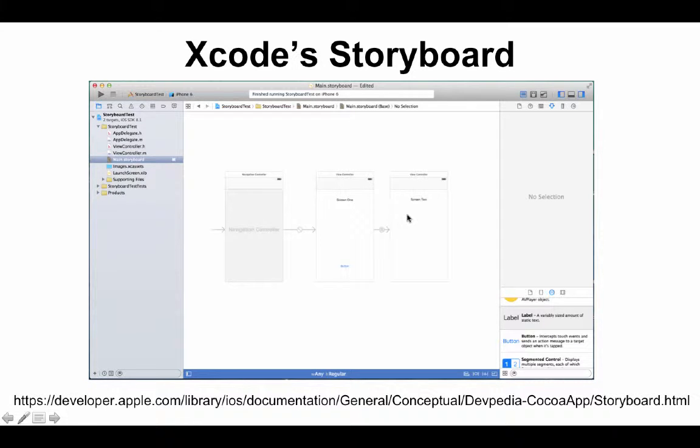Xcode provides a visual editor for storyboards where you can lay out and design the user interface of your application by adding views such as buttons, table views, and text views onto scenes. In addition, a storyboard enables you to connect a view to its controller object and to manage the transfer of data between view controllers. Using storyboards is the recommended way to design the user interface of your application because they enable you to visualize the appearance and the flow of your user interface on one canvas.